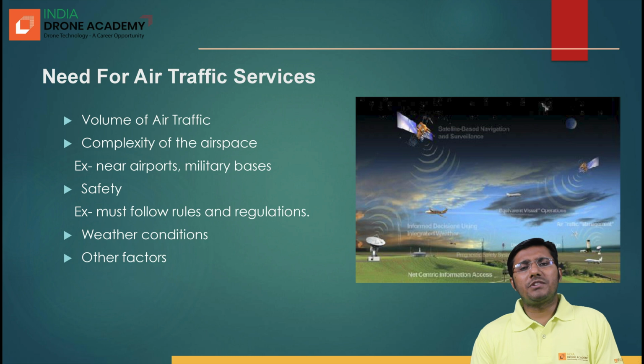The second reason is the complexity of the airspace. The airspace is not of the same nature everywhere, like the airspace near airports and the airspace near military bases. These are the busiest airspaces on the globe. So, ATC takes care of the safety of the flight when passing over these complex airspaces. The third reason is safety. ATC tracks that everyone is following the rules and regulations, and if they are violated, there is a heavy penalty and hearings. Another reason is the weather conditions.